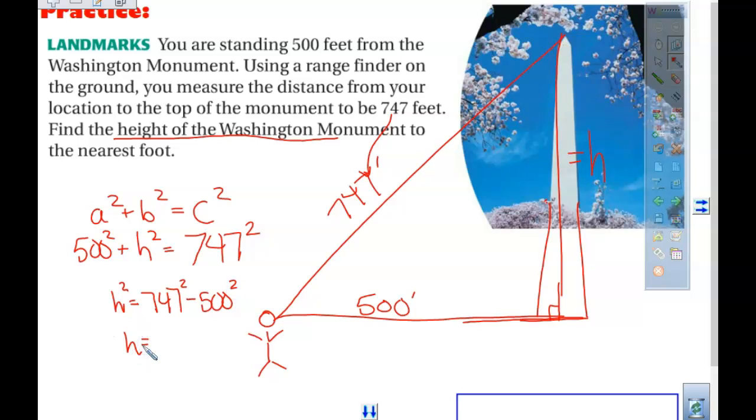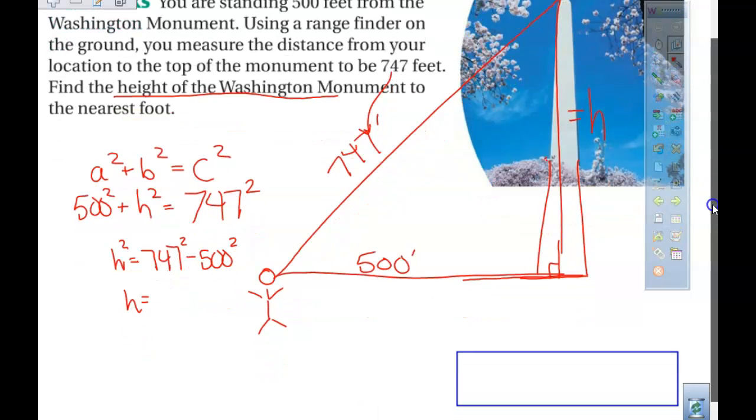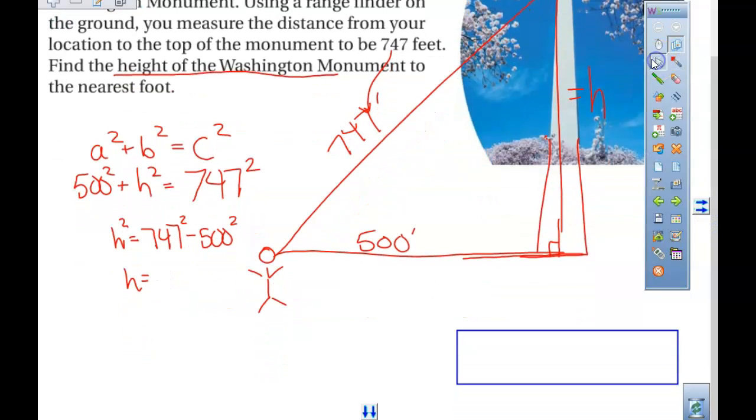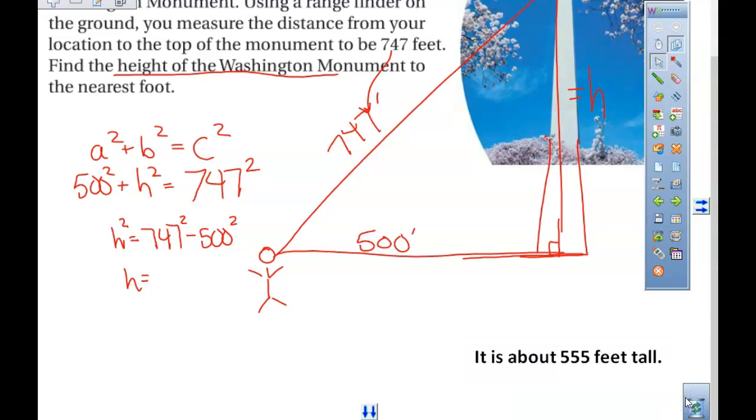My h, it's a pretty big number, right? They ask you to round it to the nearest foot. So I don't want a big decimal, and I don't want it exact. So when I take a look at this answer, I should have... you guys get it yet? Yes. 555 feet. Woo!